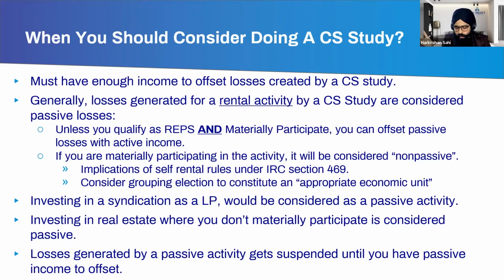And again, same thing, investing in real estate where you don't materially participate is considered passive, and losses generated by a passive activity get suspended until you have enough passive income to offset. So you gotta have enough passive income to offset your passive losses. You can have other passive income coming from other streams, and you have passive losses generated by one real estate. You can offset it, but you cannot commingle it.